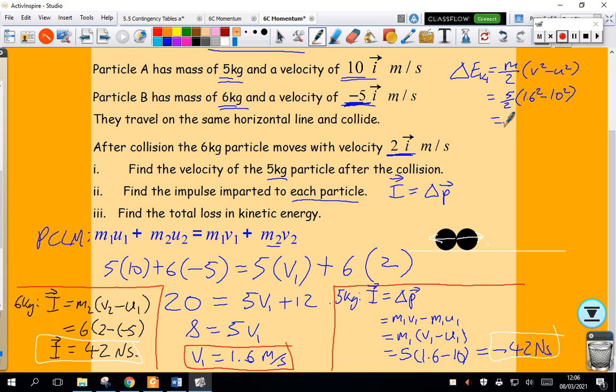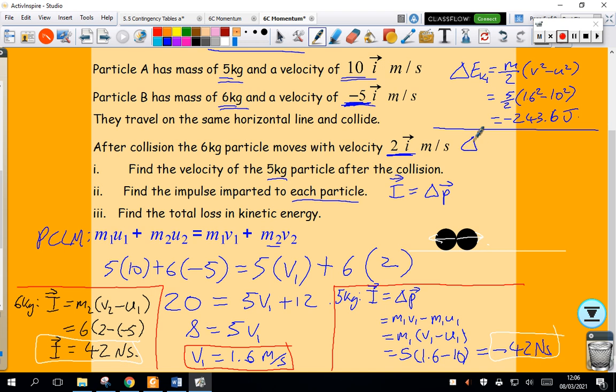And you can plug that into a calculator if your mental arithmetic isn't up to scratch. I'm going to plug it into my calculator. 5 over 2 times 1.6 squared, subtract 10 squared, and that is equal to negative 243.6, and my units there would be joules. So that's the change in kinetic energy. What that means is object 1 has lost 243.6 joules of energy in this collision.